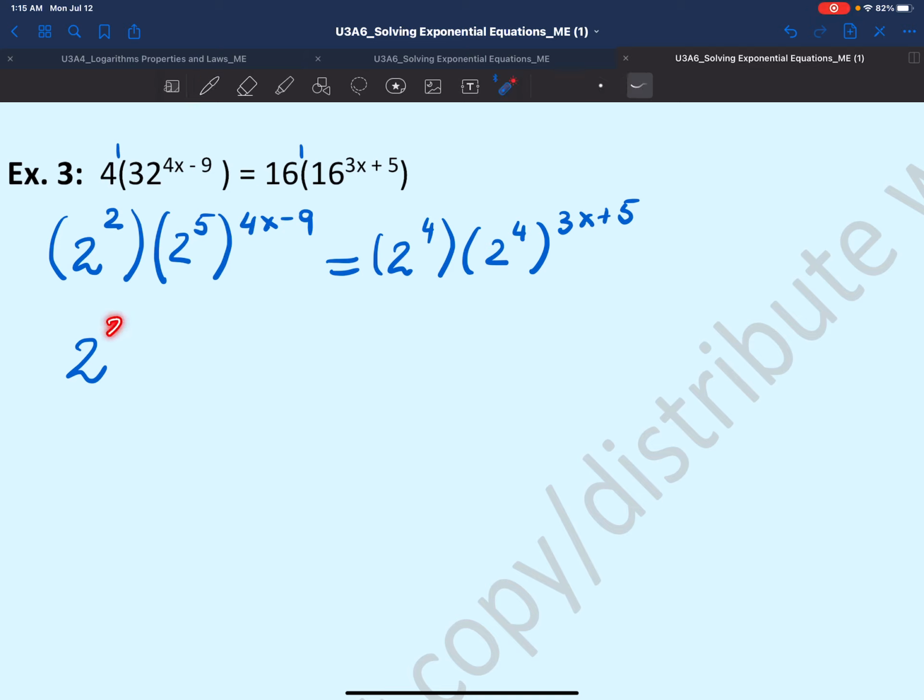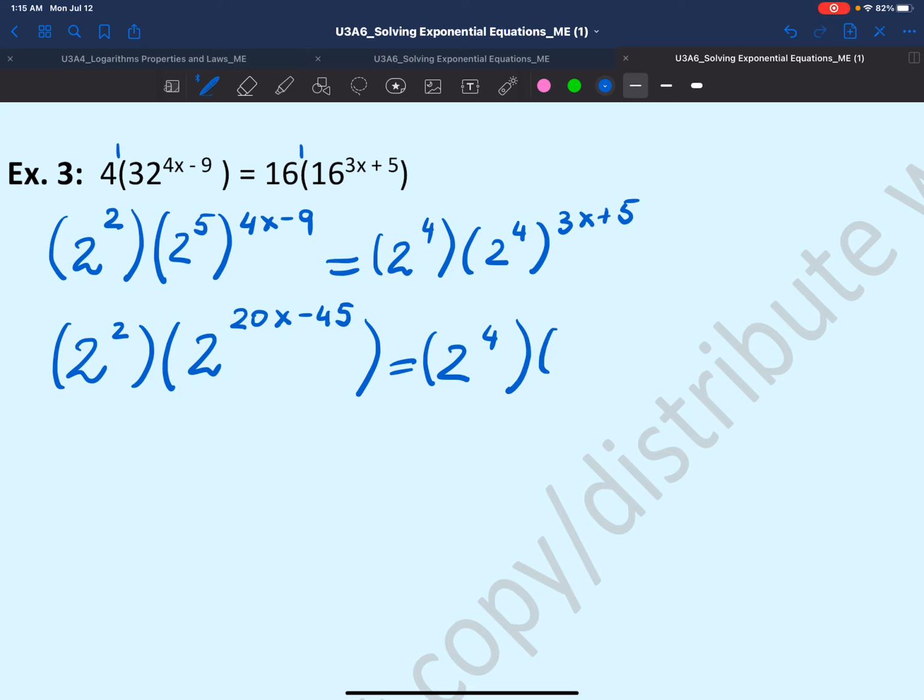So we have 2 to the power of 2 times 2 to the power of. Now remember that we have an exponent in binomial form, so when you multiply, remember to expand. So that means we have 2 to the power of 20x minus 45 equals 2 to the power 4. Same thing, we have a monomial exponent multiplying an exponent of binomial form. So we have 2 to the power of 4 times 3x, 12x, 4 times 5, 20.